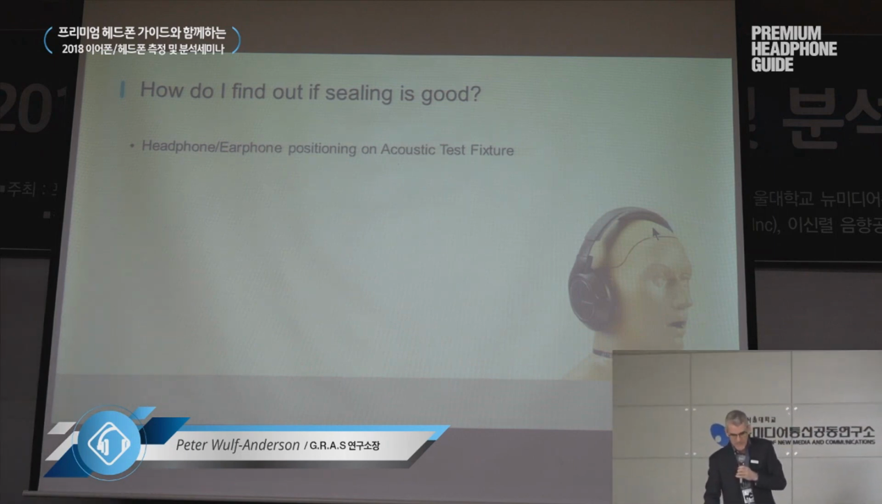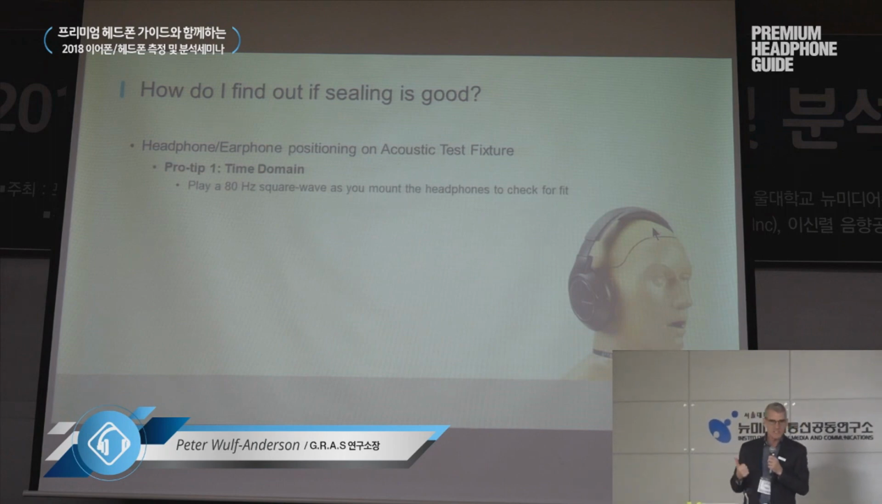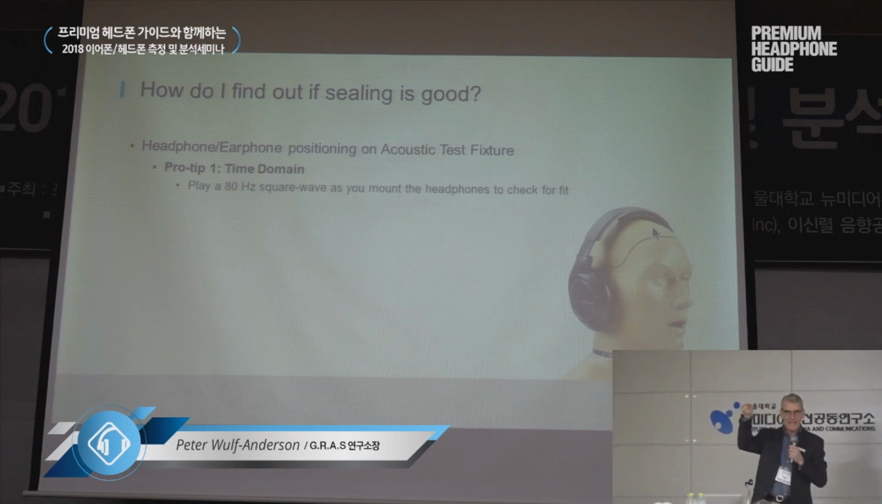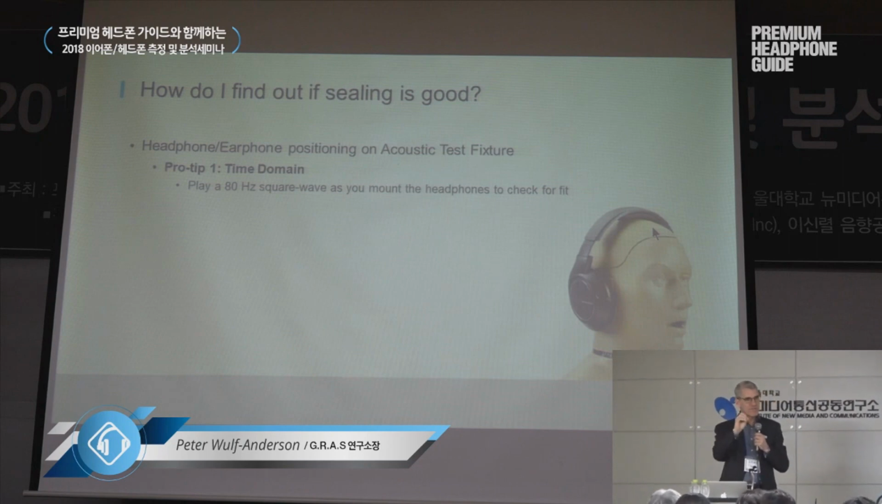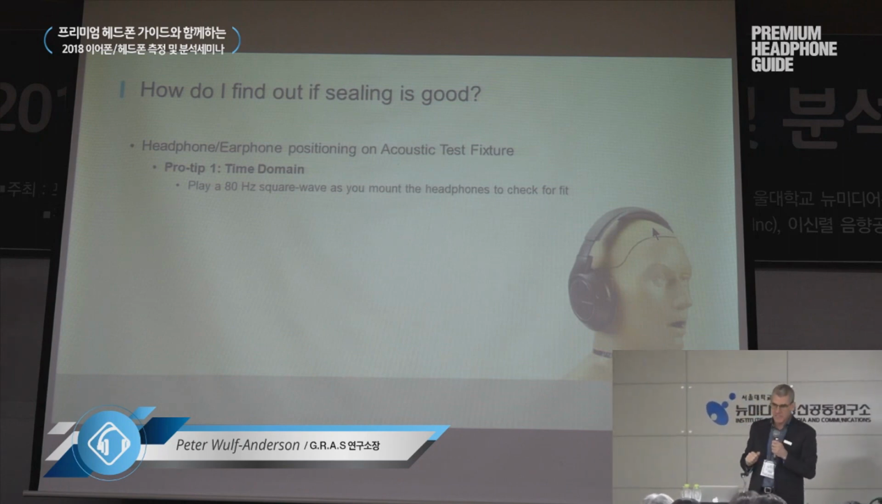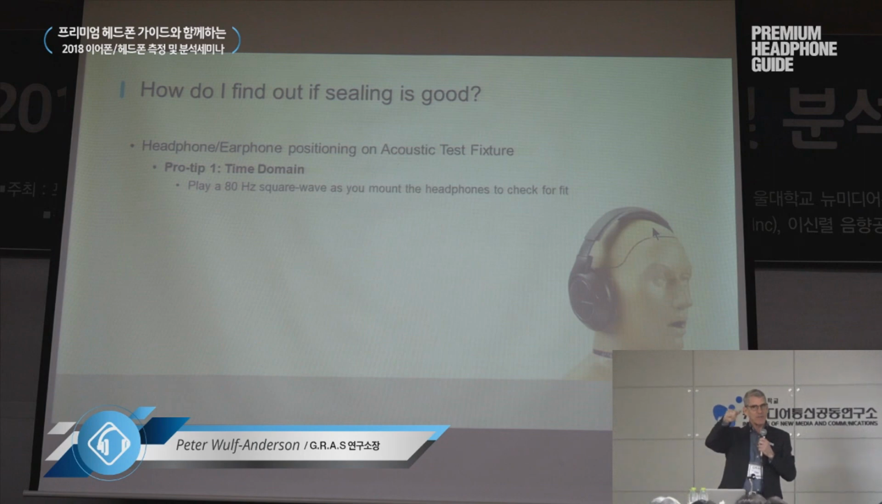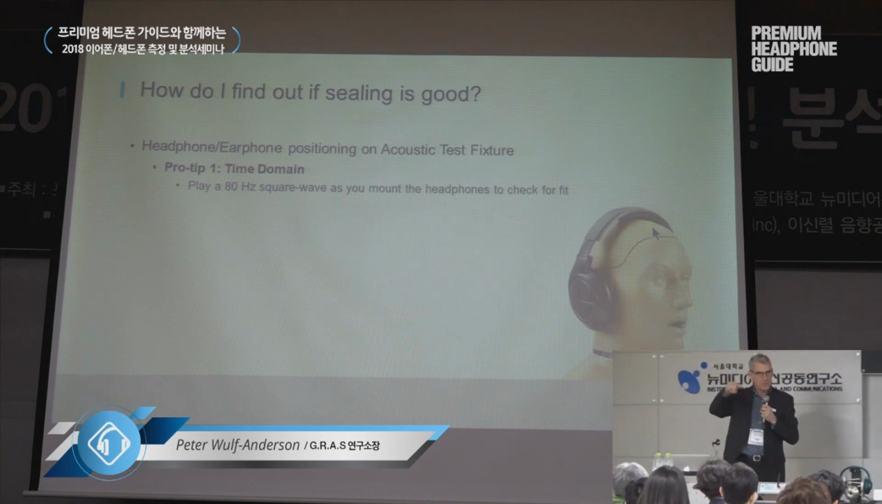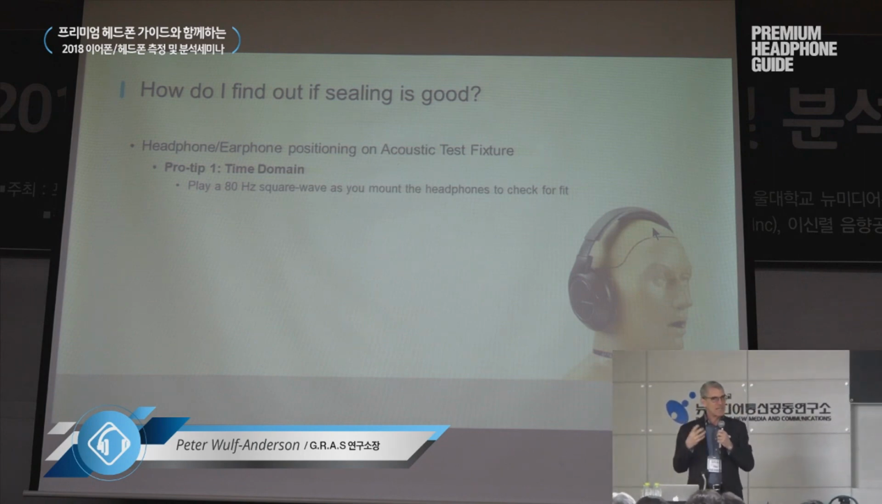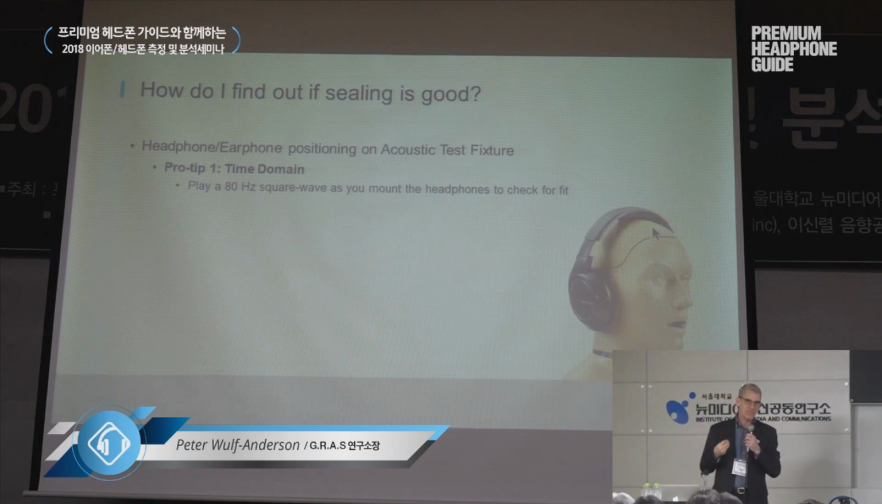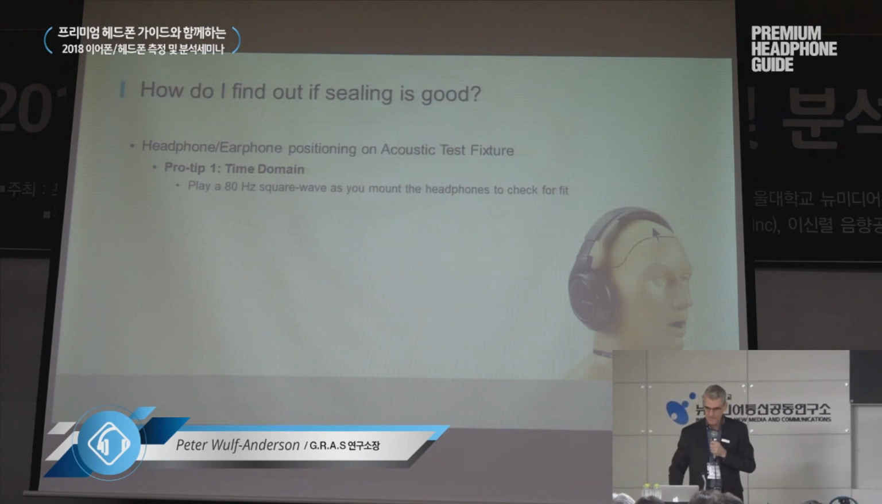There's a few ways of doing that. One could be in time domain. If you play a square wave through the headphones, fairly low frequency, like 80 Hertz, could be a good choice. And if you look at the output of the headphone, if the output does not look like a square wave, if it's very rounded on the edges and looks more like a sine wave, that means you have poor sealing. It should be close to a square wave coming out again.